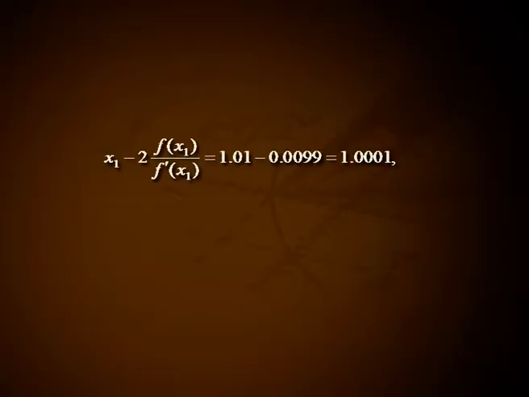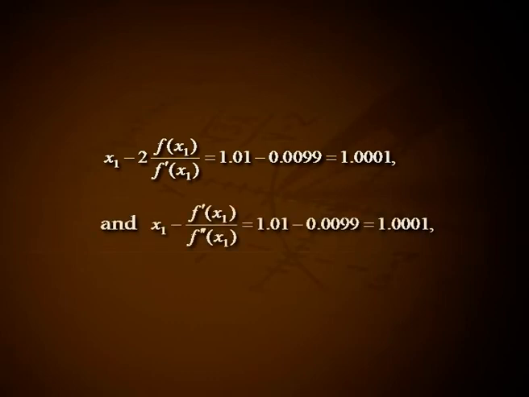For the next approximation, we choose x1 equals 1.01 and obtain x1 minus 2 into f of x1 by f dash of x1 equals 1.01 minus 0.0099, that is equal to 1.0001, and x1 minus f dash of x1 by f double dash of x1 equals 1.01 minus 0.0099, that is equal to 1.0001. Hence, we conclude that there is a double root at x equals 1.0001, which is sufficiently close to the actual root unity.